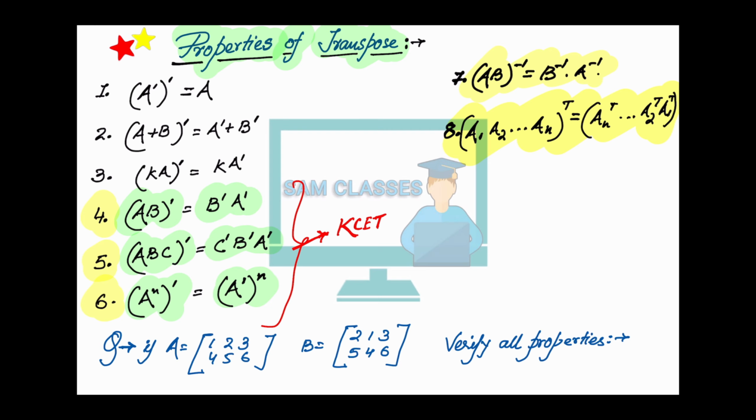Now we have a matrix A is equal to 1, 2, 3 and 4, 5, 6. Now here we have B is equal to 2, 1, 3 and 5, 4, 6.